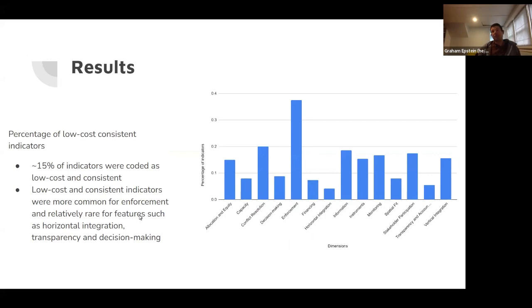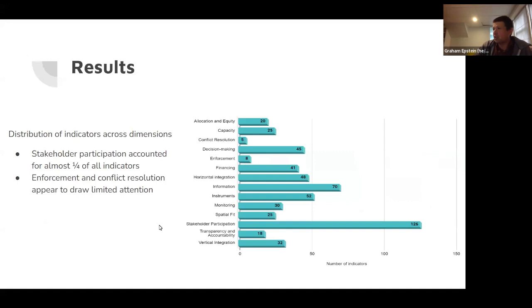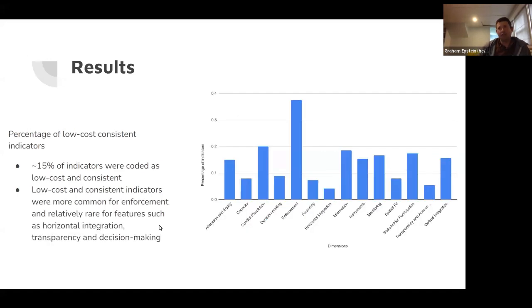What we deem to be low cost and consistent indicators appear to be relatively rare, only about 15% of all the indicators we coded. I should have mentioned that we had about 500 indicators, but we only had enough information to assess whether they were low cost and consistent for about 400 of these, and about 15% were low cost and consistent.